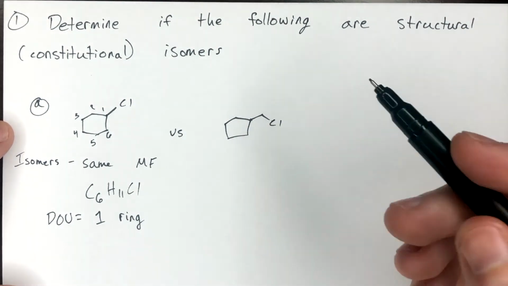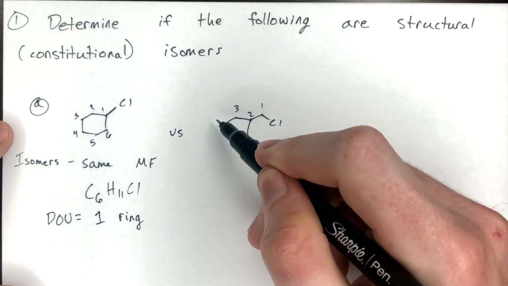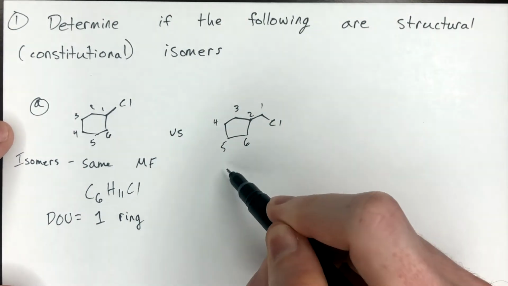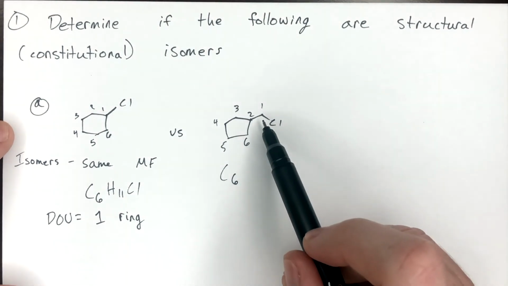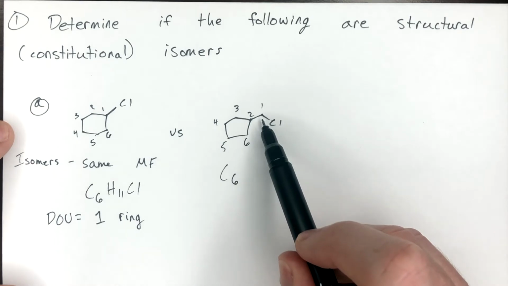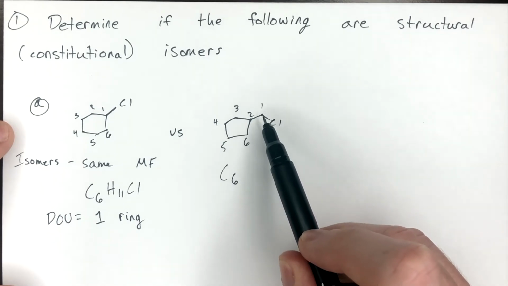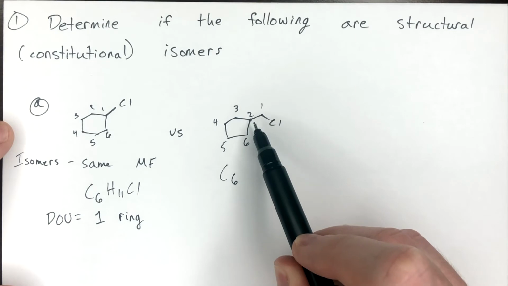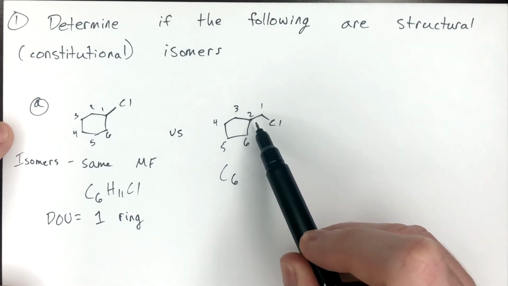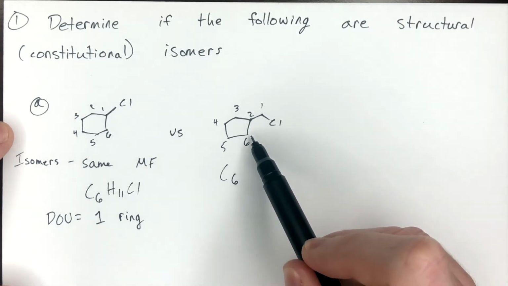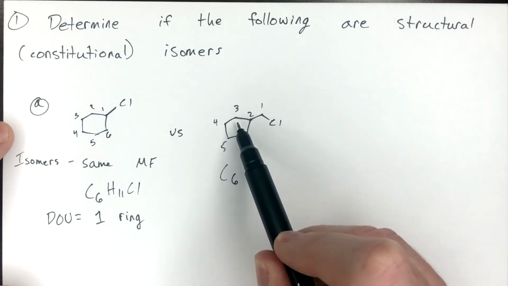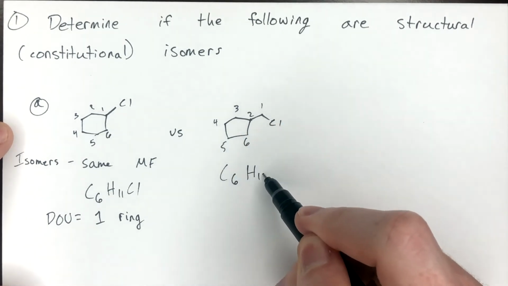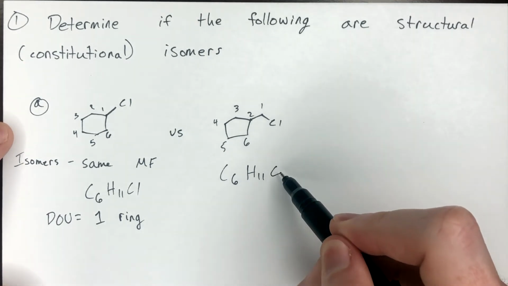So again, let's count the carbons. So we have 1, 2, 3, 4, 5, 6. Carbons are good. Next, we can look at the hydrogens explicitly. This carbon has 2 hydrogens because 2 bonds are shown. This one only has 1, so that's 3. Again, there's 3 bonds shown, so you only have 1 additional hydrogen there. So that's 3, plus 2 here is 5, plus 2 here is 7, plus 2 here is 9, plus 2 here is 11. So they do have the same number of hydrogens, and then of course the 1 chlorine.